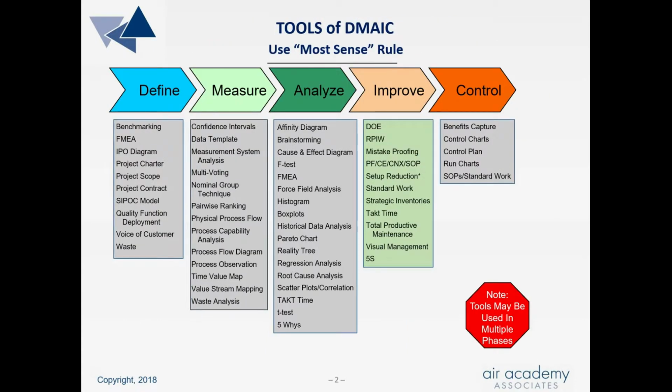The tools of DMAIC were introduced in the Define tutorial. For this tutorial, we will first look at the list of many possible tools available for use, and then we will address some of the more common ones that you will see used in the Improve phase. For the Improve phase, we see tools such as mistake proofing, rapid process improvement workshops, standard work, 5S, brainstorming, design of experiments, and more. As a general rule, the team should use the simplest tool that satisfies the requirements of the Improve phase.